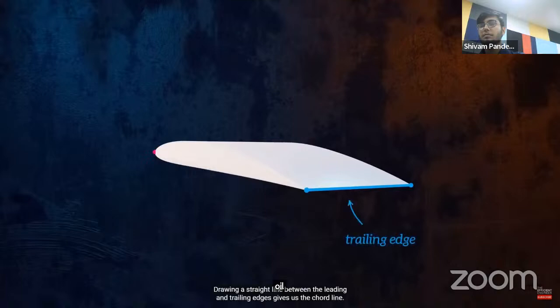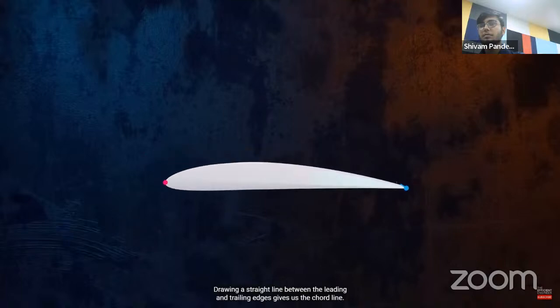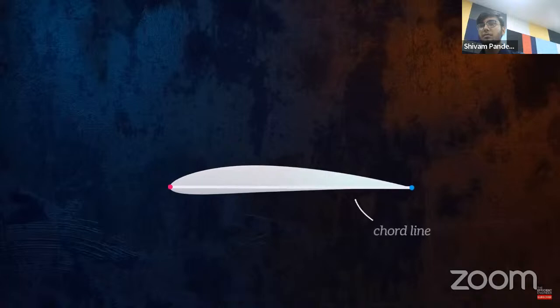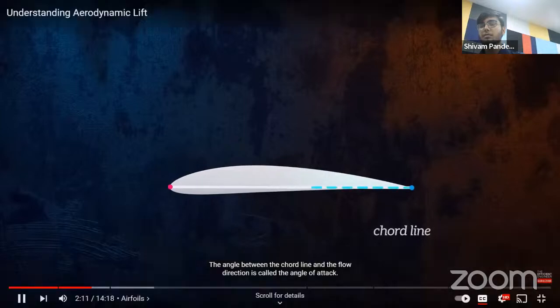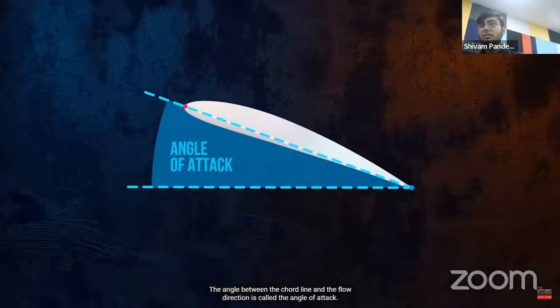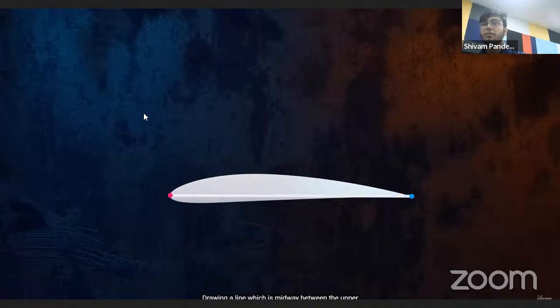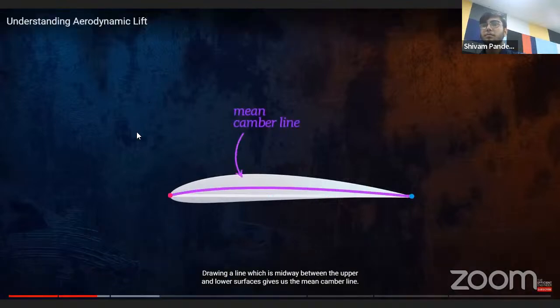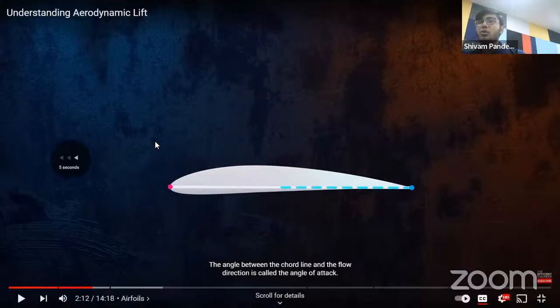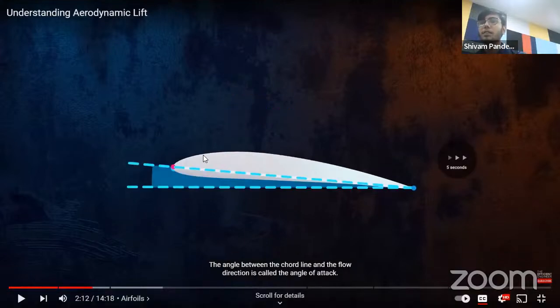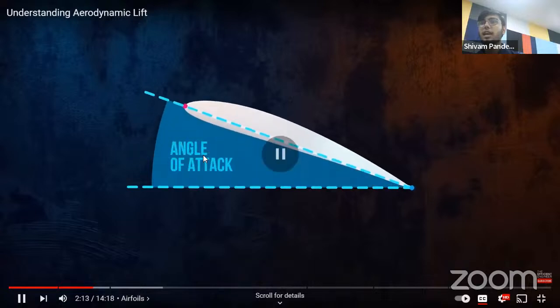Drawing a straight line between the leading and trailing edges gives us the chord line. The angle between the chord line and the flow direction is called the angle of attack. Drawing a line which is midway between the upper and lower surfaces gives us the mean camber line. So students, here one term has arrived, that is angle of attack.